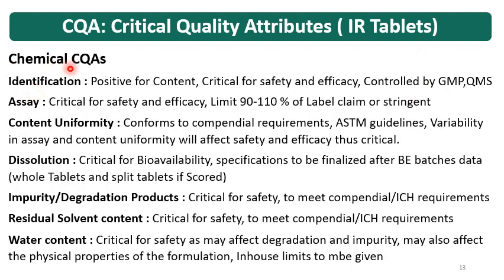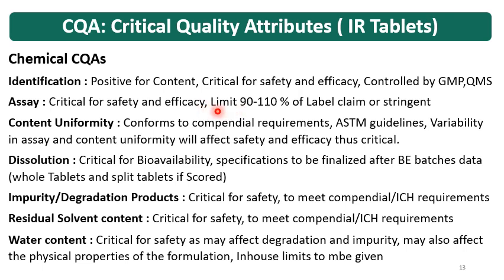Then the chemical CQAs, identification. Whatever API is used in the formulation, that should get identified. If it is a combination product, all the ingredients should get identified. That involves the test for positive for content. It is critical for safety and efficacy, and it is to be controlled by proper GMP and quality management system, that is QMS. Assay is critical for safety and efficacy.